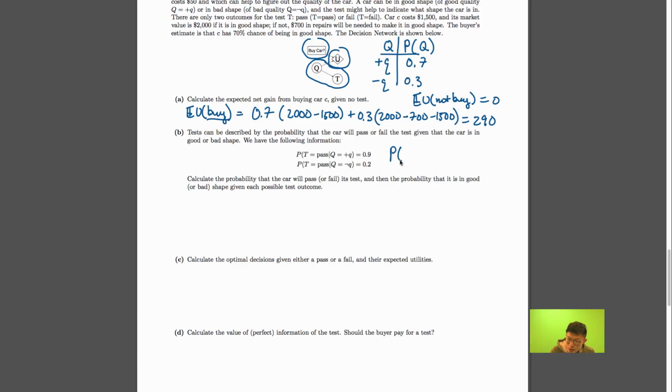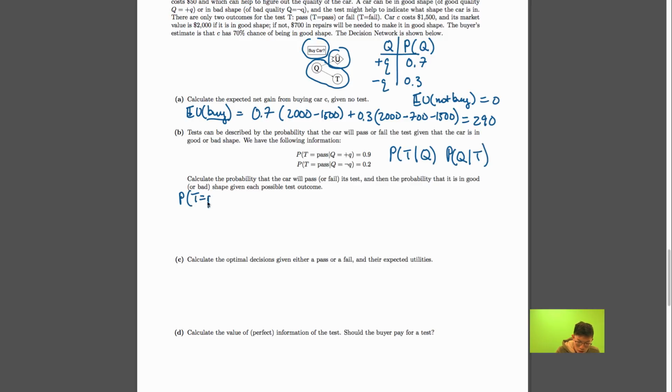Because what this gives us is the probability of t given q, but really what we're interested in is the probability of q given t, right? Because we can perform the test, and once we know the result of the test, we want to know how we can update our belief over what the quality of the car is.